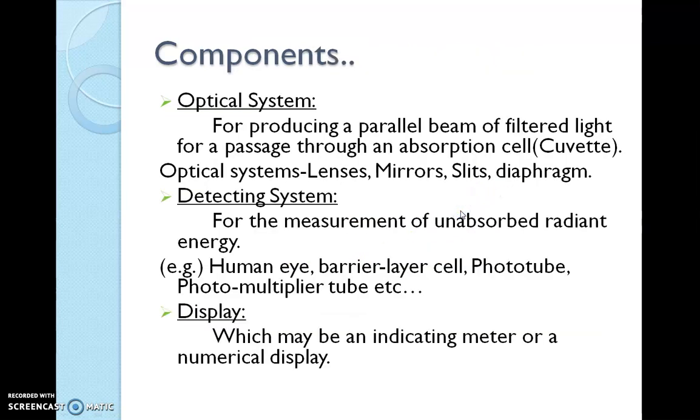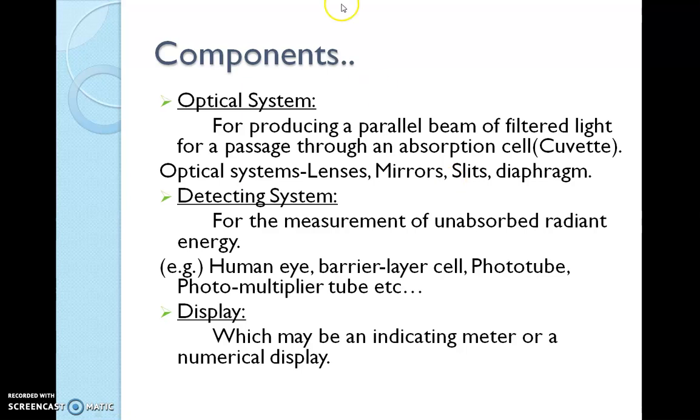So next, optical system. It produces a parallel beam of filtered light for passage through an absorption cell. The system may include lenses, mirrors, slits, diaphragms, etc. Here we know the types of lenses and the function of mirrors. A slit is a long narrow cut or opening in the material used in the optical system, and a diaphragm is a thin sheet of material forming a partition.